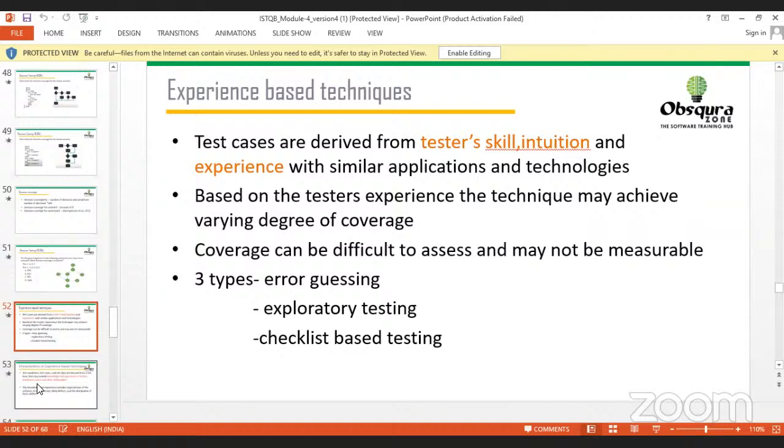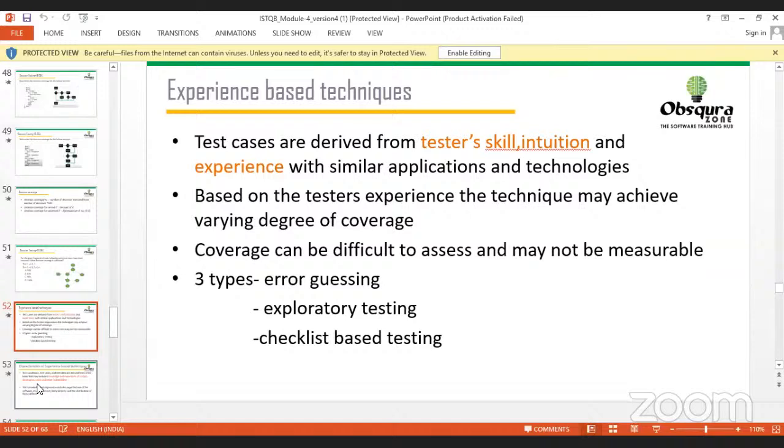So for example, I am testing a banking application and I have two people, a domain expert and also an experienced tester. The domain expert may be catching more issues and he may be adding more test cases for that particular domain. He is experienced in that domain. But an experienced tester may be thinking in a general testing perspective. He is not a domain expert, so he might be having less coverage. So based on the tester skills, the coverage might vary.